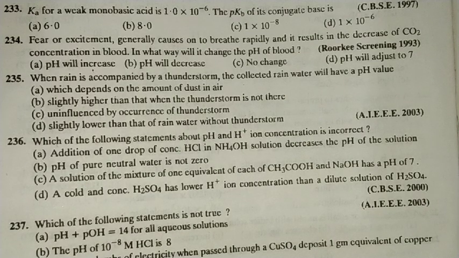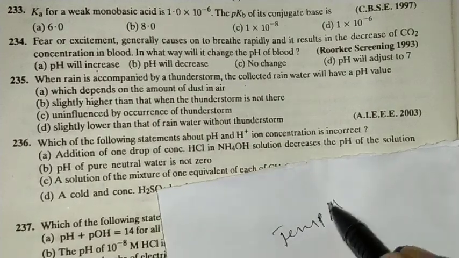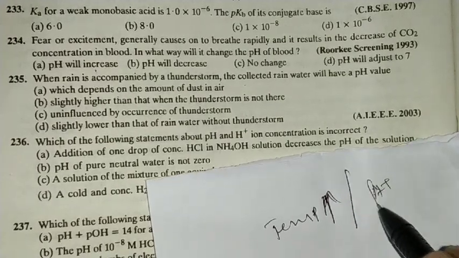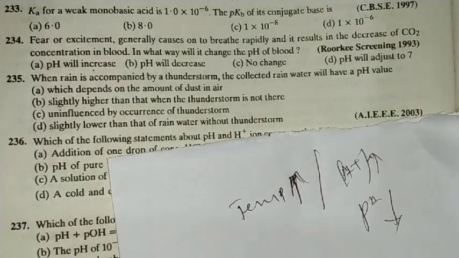When rain is accompanied by the thunderstorm, the collected rainwater will have a pH value. Okay. So thunderstorm accompanied, that means generally temperature increases. So during the rain time, if thunderstorms exist, automatically temperature increases. If temperature increases, automatically H plus value increases. If H plus value increases, automatically pH value decreases.